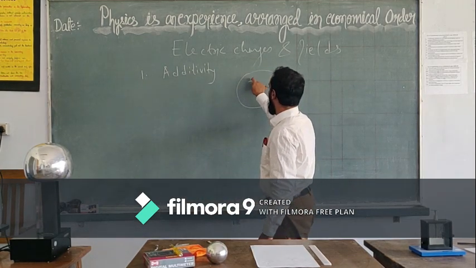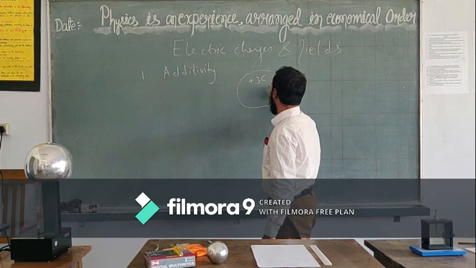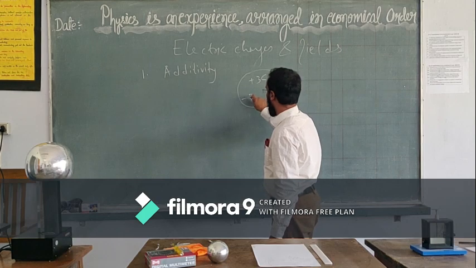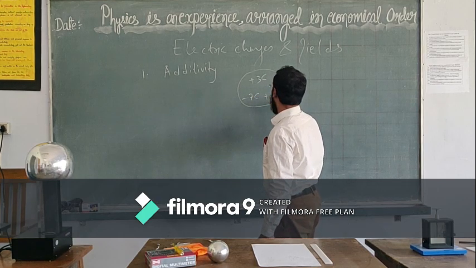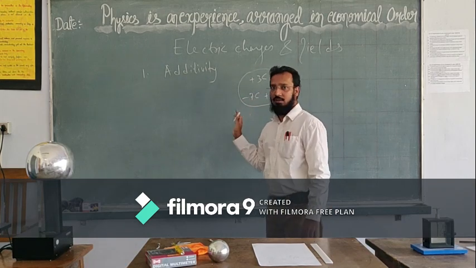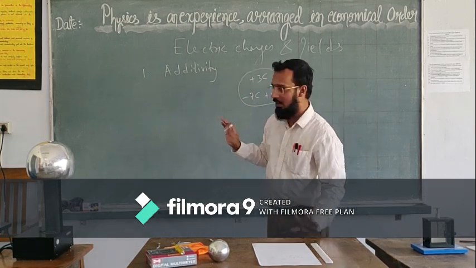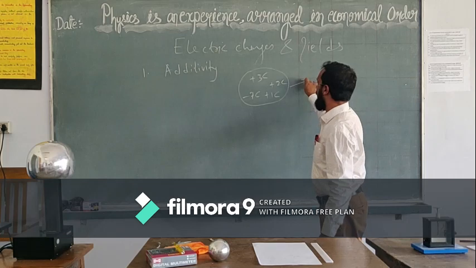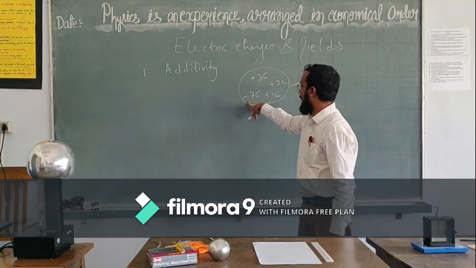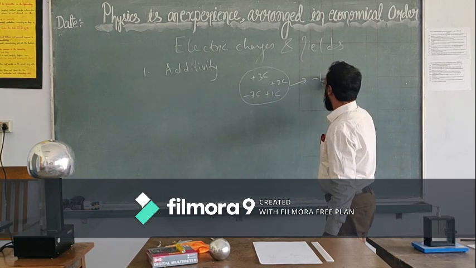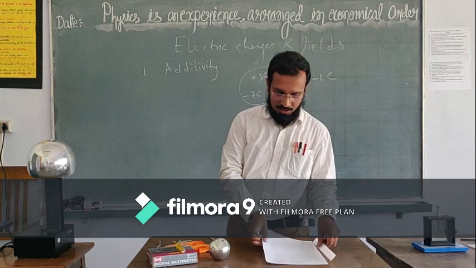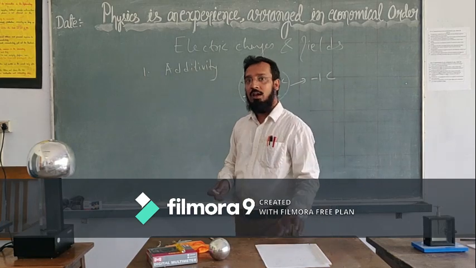If I have some charges over here, plus 3 coulomb, plus 2 coulomb, minus 7 coulomb, plus 1 coulomb, then the total charge over here can be added algebraically, and therefore the total charge over here will be 3 plus 2 is 5, plus 1 is 6, minus 7, that is minus 1 coulomb. This is the additivity for charges.